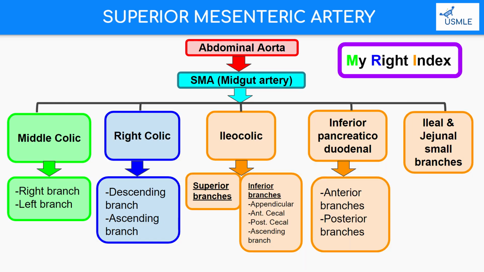Next, we have the superior mesenteric artery. You can remember this by the mnemonic MRI, or my right index. M stands for middle colic artery, R for right colic artery, and I for ileocolic, inferior pancreaticoduodenal, ileal, and jejunal small branches. Here the ileocolic artery is important since it supplies two branches, the superior and inferior branches, and the inferior branches further give rise to the appendicular artery, the anterior and posterior cecal arteries, and an ascending branch.